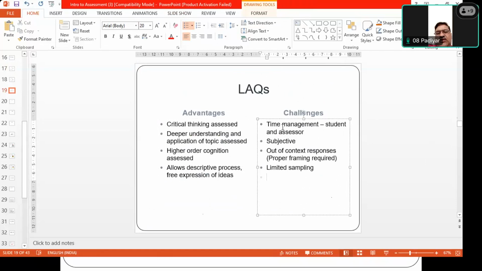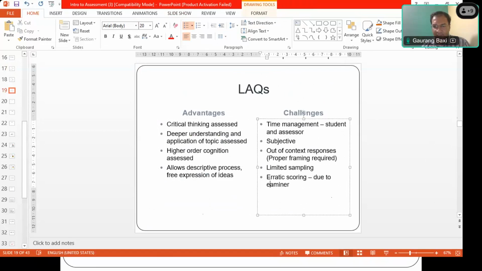Sir, it could be erratic scoring. What would make the scoring erratic? Because it takes a lot of effort on the part of the assessor to read everything and then objectively score it.